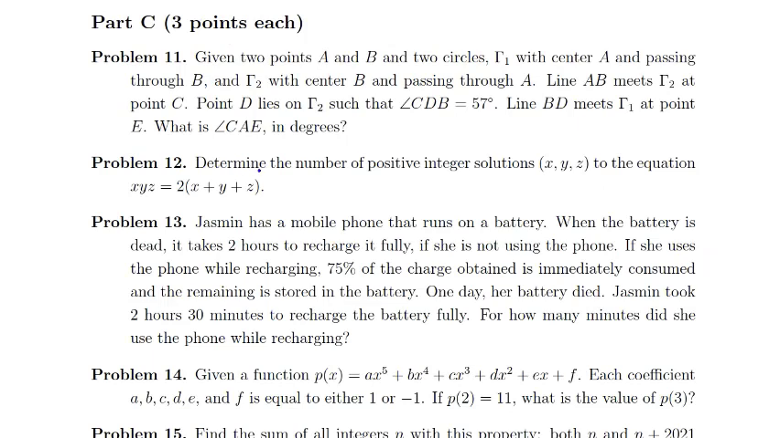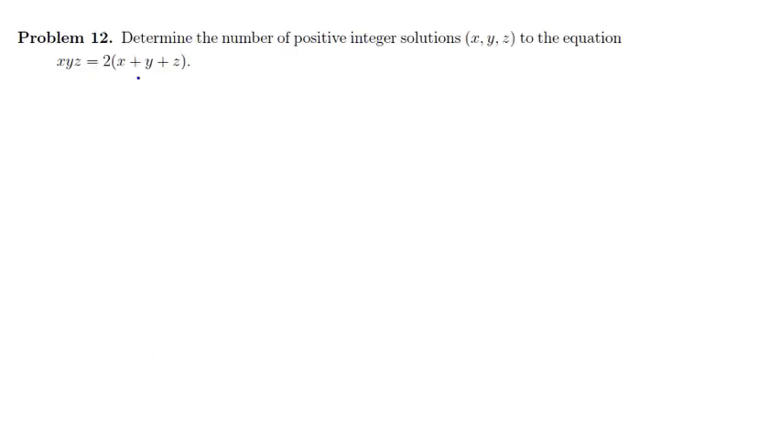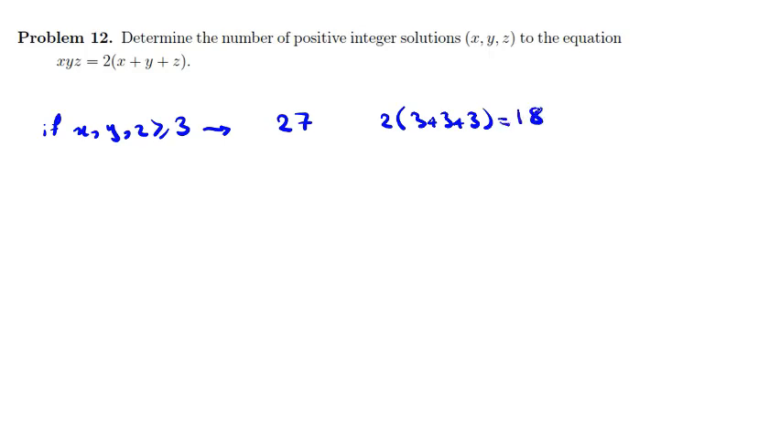Problem number 12, senior: determine the number of positive integer solutions x, y, z to the equation xyz equals 2(x plus y plus z). Okay, for this problem, if x, y, z are all greater than or equal to 3, then you can say what? The left side is 27, the right side is 2 times 3 plus 3 plus 3, which is 2 times 9, 18. And the left is greater.